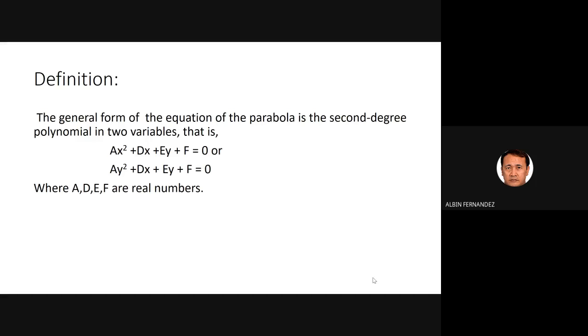Why? What do you think will happen when the value of a becomes 0? The equation becomes a linear equation because the second degree term will be missing. So it's not a second degree term anymore. Okay?